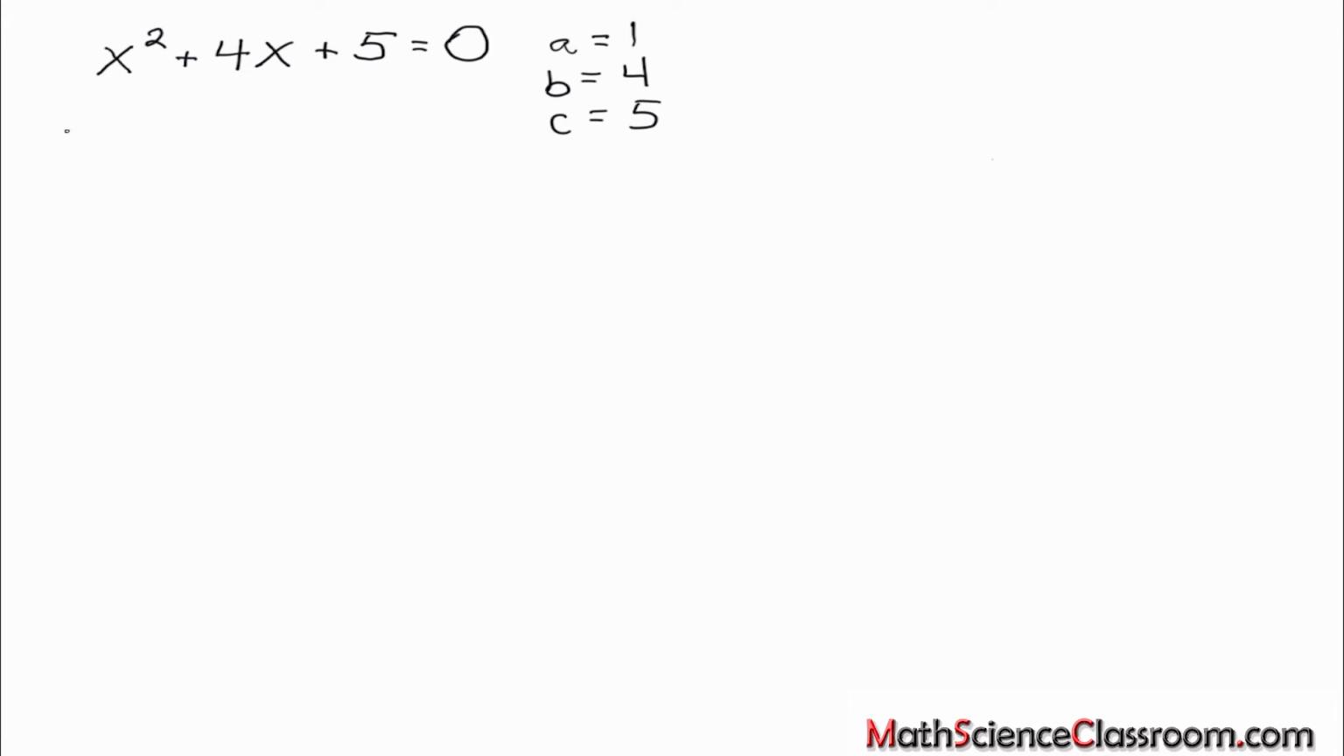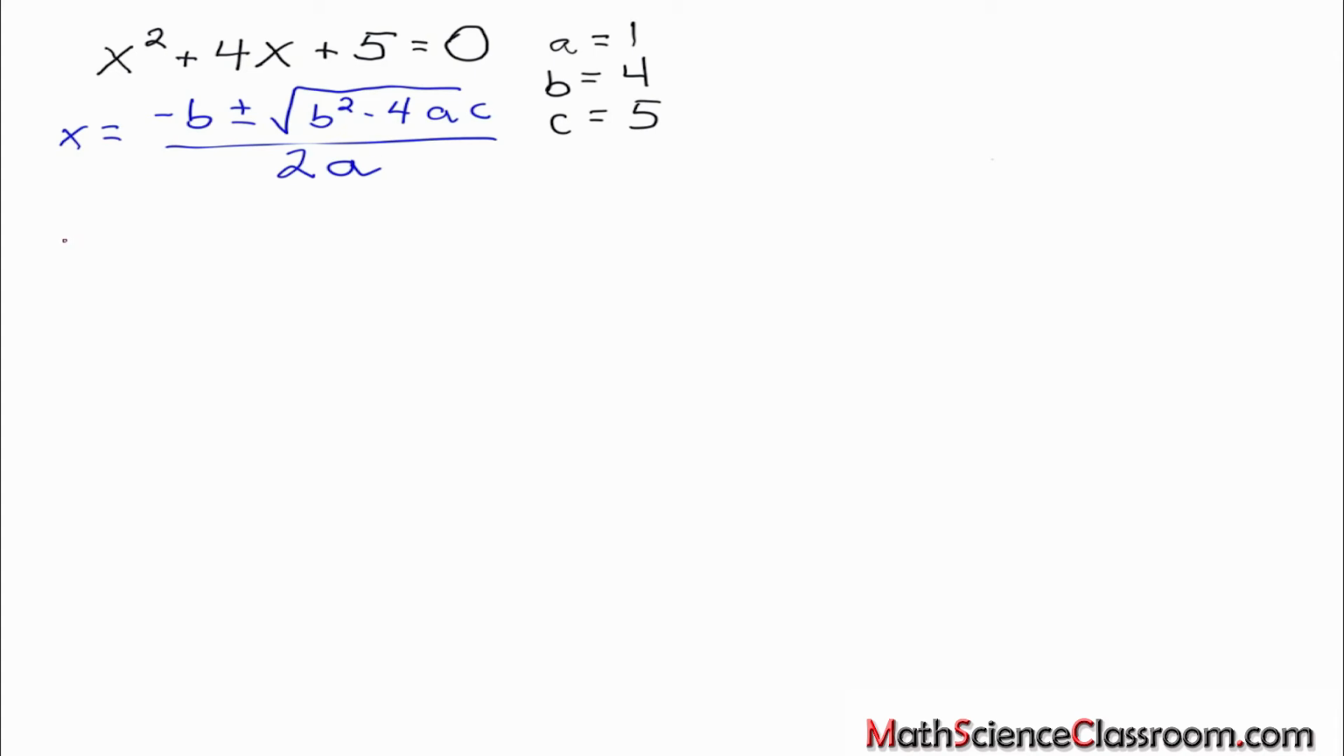So x equals negative b plus or minus the square root of b squared minus 4ac, over 2a. And let's write out each step, in case we make a mistake, we can go back and find where our error was. So now we're going to plug the numbers in.